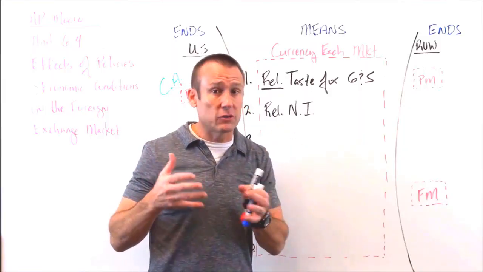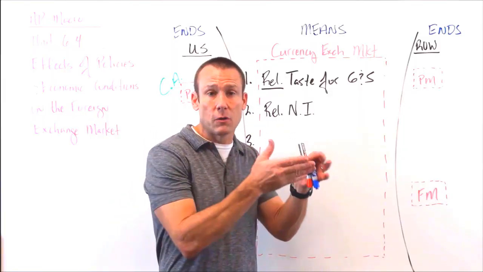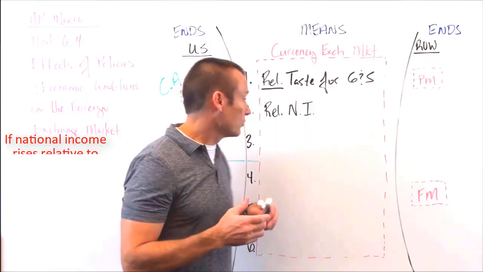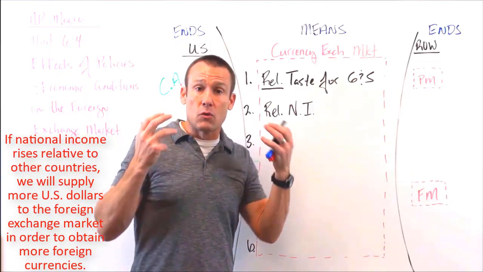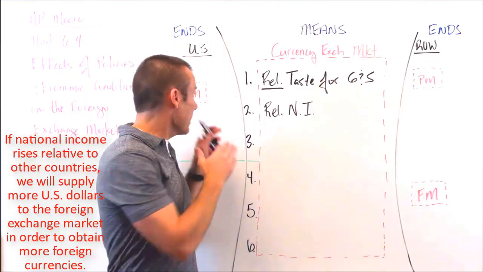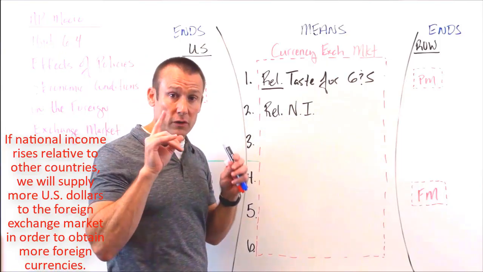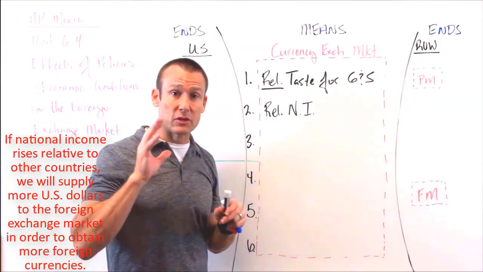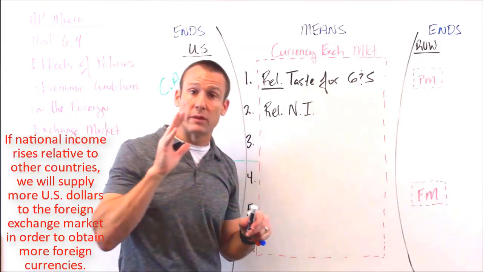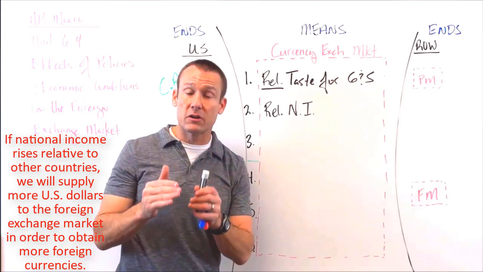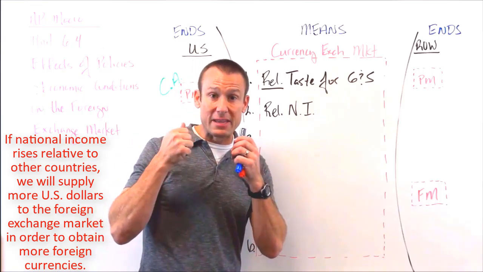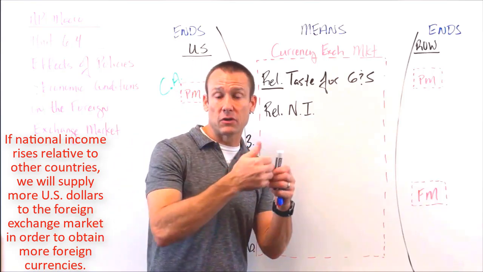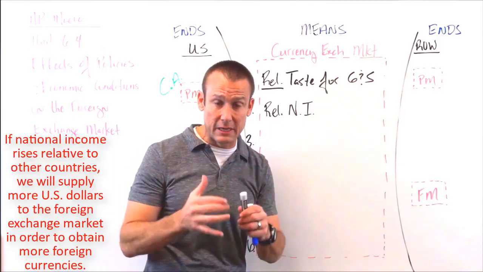Anywhere and everywhere. Yes, you buy more stuff domestically, but you also buy more stuff internationally. So when a country's national income goes up relative to other countries, yeah, they're going to buy more of their own stuff, but important for exchange rates, they're going to buy more of other people's stuff. That means they're going to supply their currency, and when they supply their currency, their currency is going to depreciate. This is an increase in the supply of their currency, causing, again, their currency to depreciate.